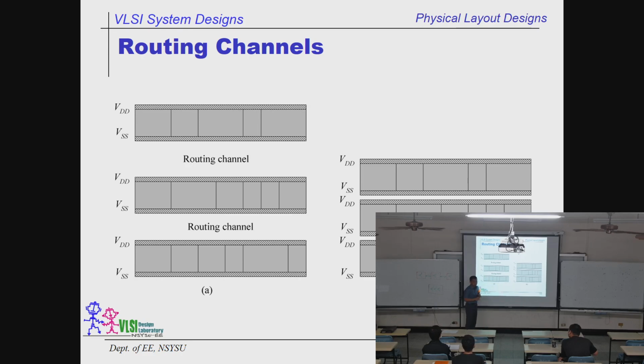Just like the building of this one, and another building over there. We have to have some space in between so that the cars or the bicycles or the pedestrians can walk around. This is called the channel. We have some signals that must be shared or communicated with each other across these buildings, across these blocks. So it's called the routing channels.